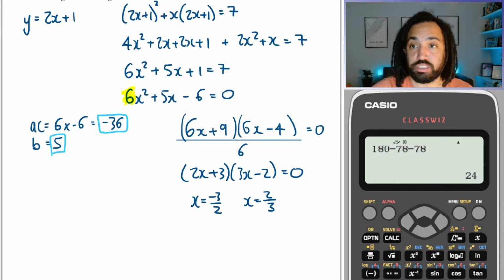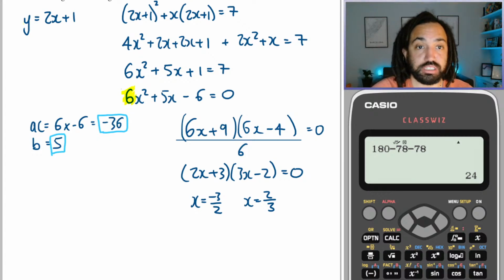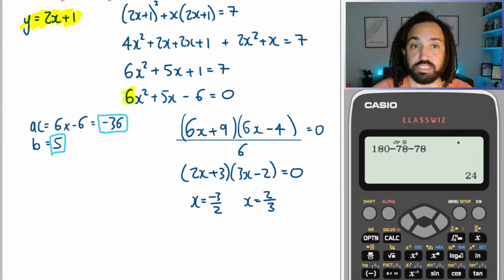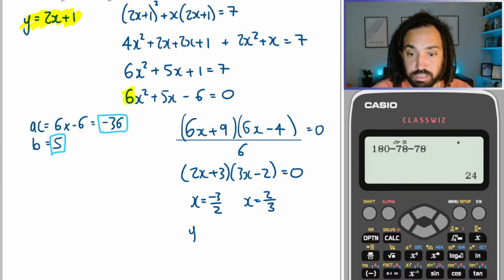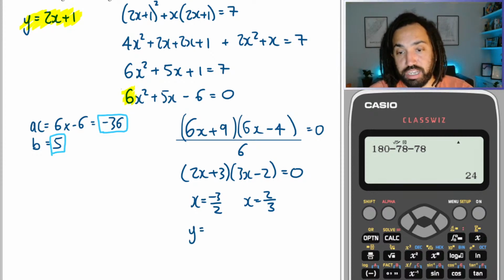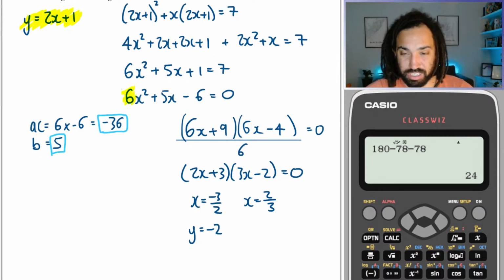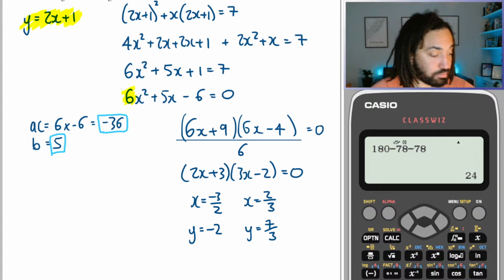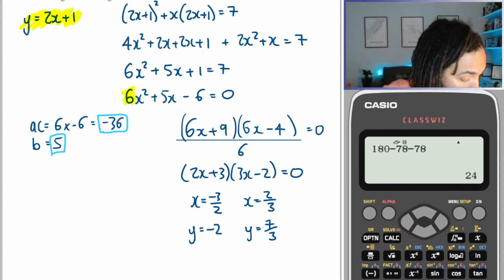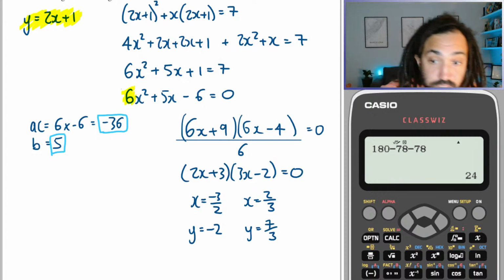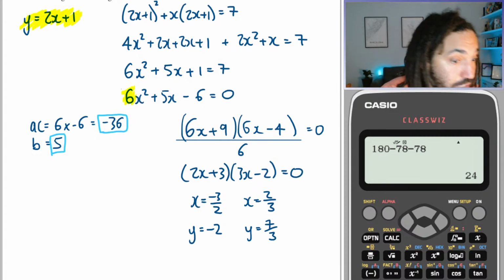And then the final thing to do is to use your other equation to find the y values. So you need to double the x values and add 1. So if I double that, it gives me minus 3, and if I add 1, it gives me minus 2. If I double that, I get 4 over 3, and if I add 1, I get 7 over 3. Okay, and that is another question down. Seems pretty good to me.